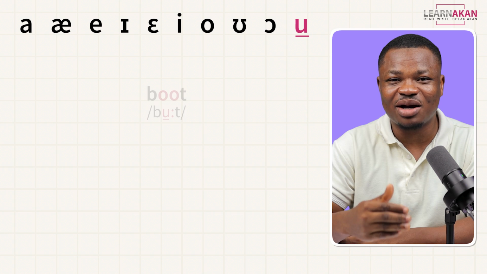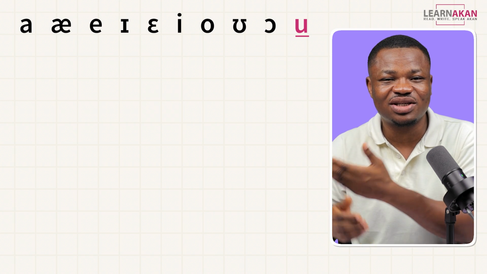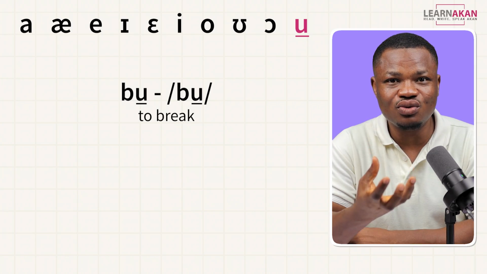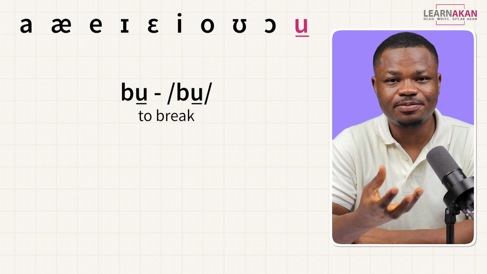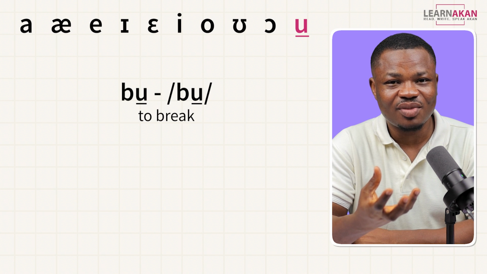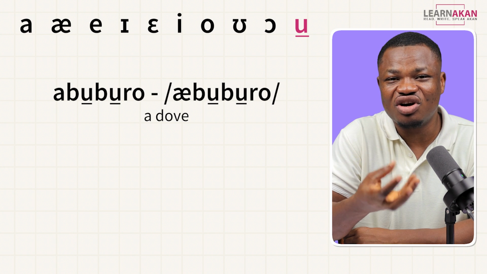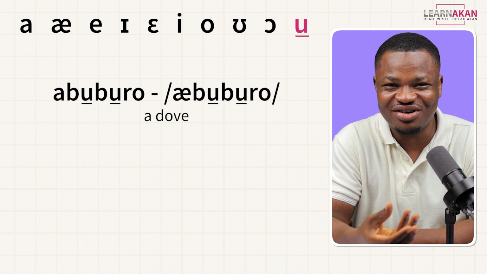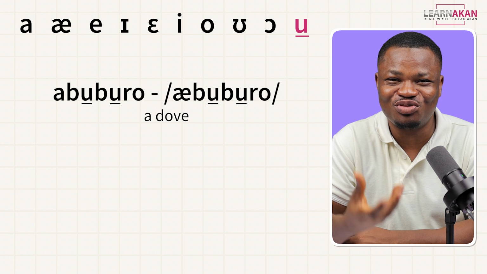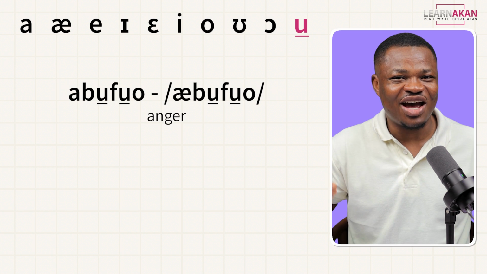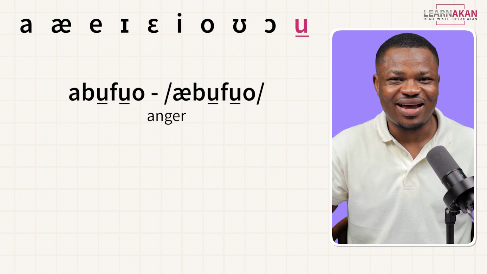Now to some word examples that contain this sound in Twi. We have bu. So you hear the u, right? We have ebubru, right? So you hear the u in there. We have ebufu.